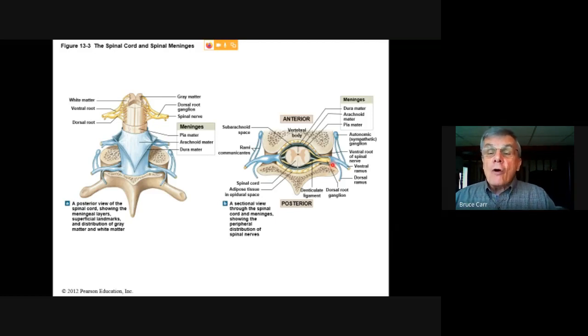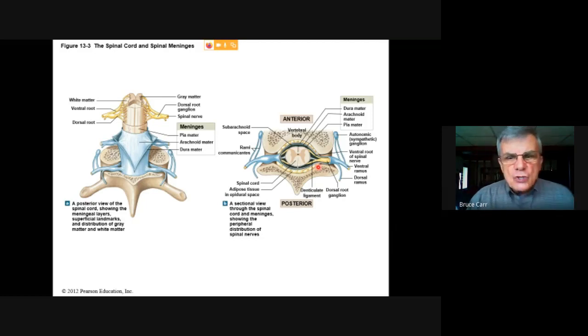But that's not all. Look at this. Outside the dura mater, you see fat globules. That adipose tissue is there not for energy storage, but for packing. A soft and flexible material that again cushions the spinal cord as it's held within its protected spinal cavity.